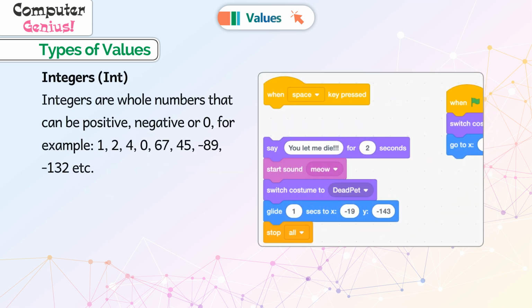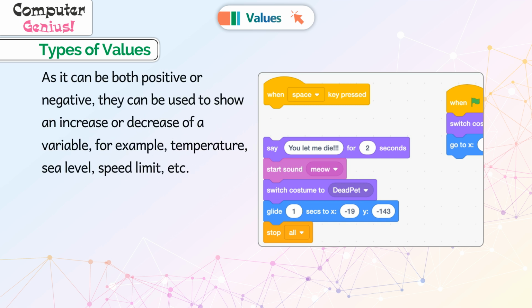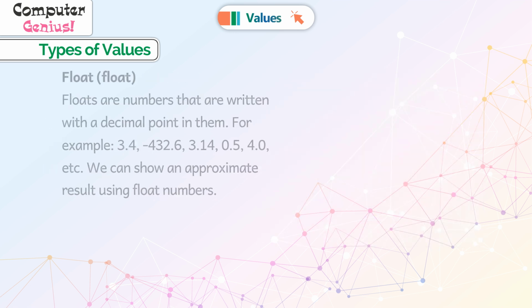Integers, int. Integers are whole numbers that can be positive, negative, or 0. For example, 1, 2, 4, 0, 67, 45, minus 89, minus 132, etc. As they can be both positive or negative, they can be used to show an increase or decrease of a variable. For example, temperature, sea level, speed limit, etc.